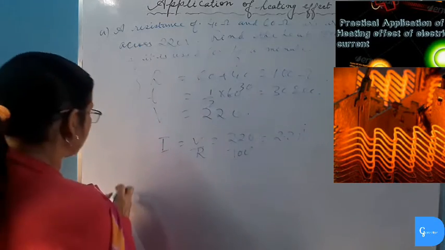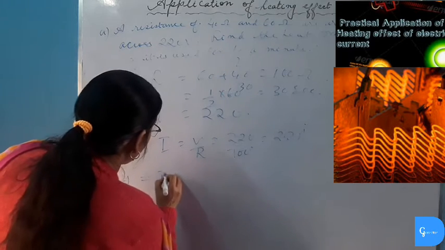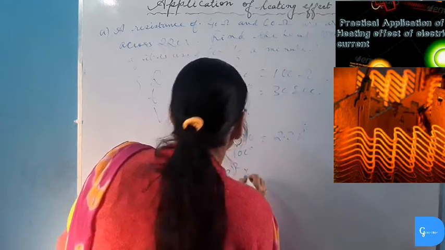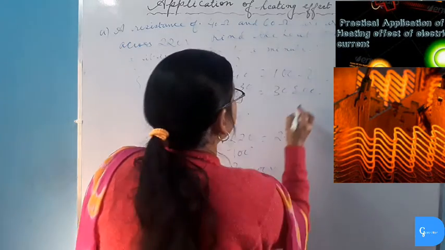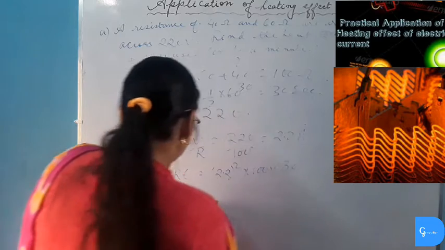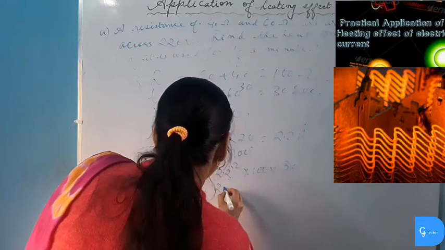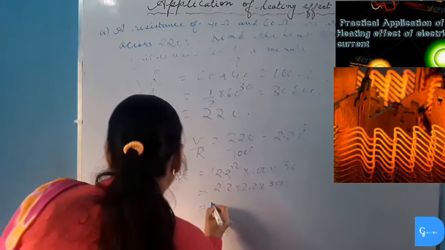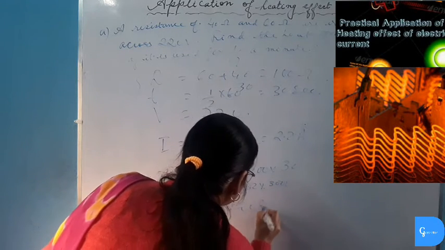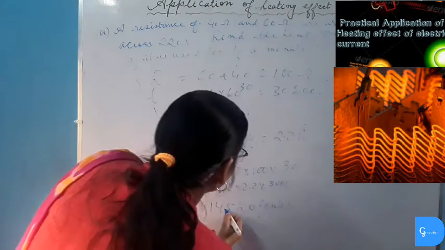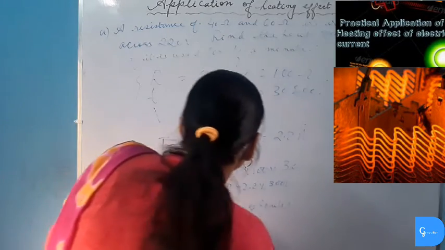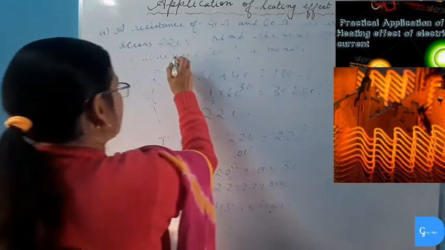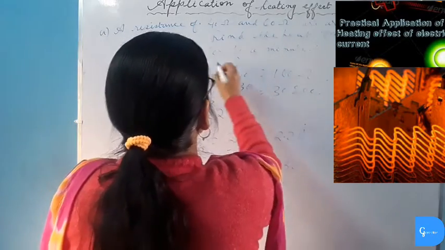Now we have to find heat produced. Heat produced is equal to H is equal to I square R T. I is 2.2 amperes square into R. R is 100 ohm into T. T is given 30 seconds. So 2.2 into 2.2 into 100 into 30, thus 14,520 joules of heat is produced when resistance of 40 ohm and 60 ohm are connected in series across 220 volt supply line, and it is used for half a minute.